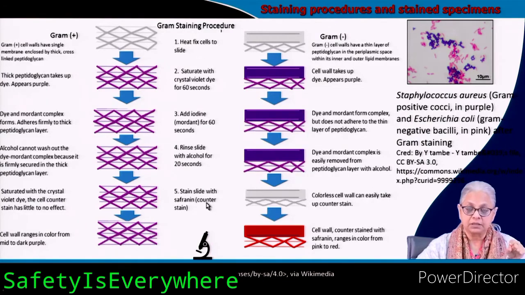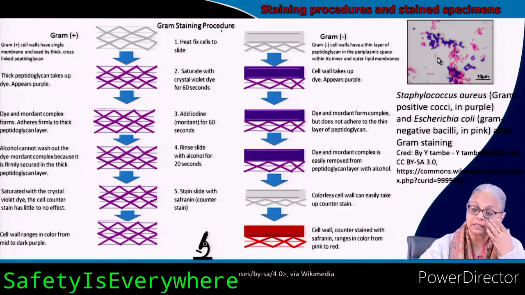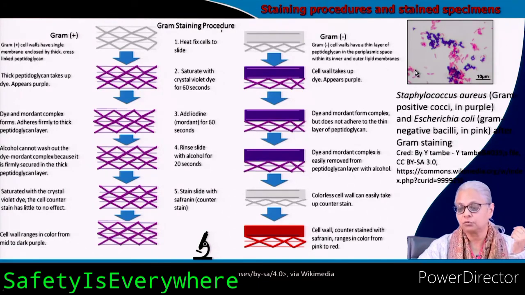Then you counter stain it. Just to make it visible, you stain it with a counter stain called safranin. Safranin is orangish reddish in color. So the cell wall as well as the peptidoglycan layer will now show as pink or red, and the inner membrane is intact, the peptidoglycan is intact, so you can still visualize the cells and you can see this over here very clearly. So you have pink cells and purple cells.